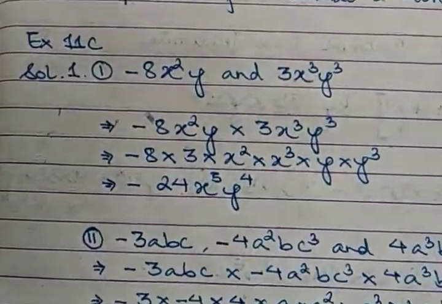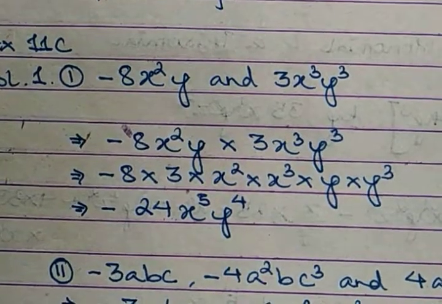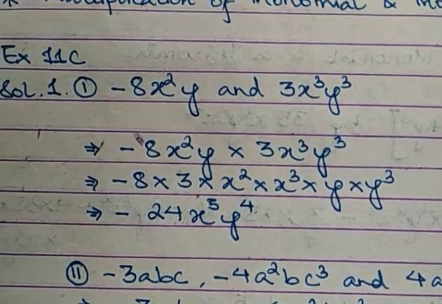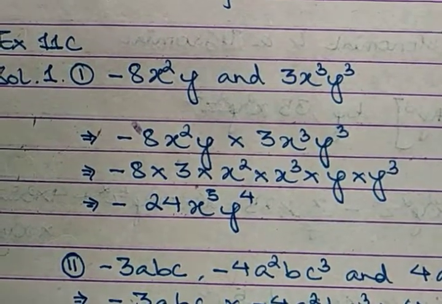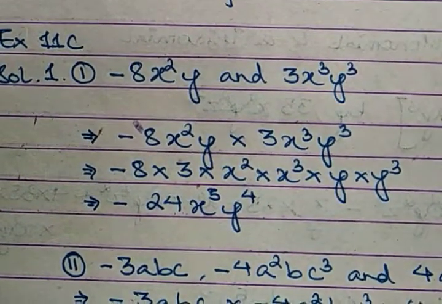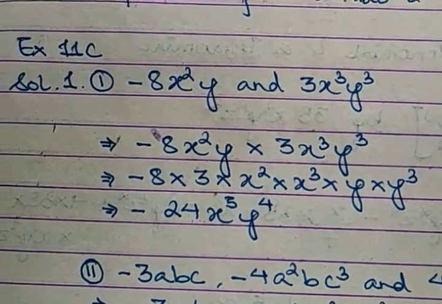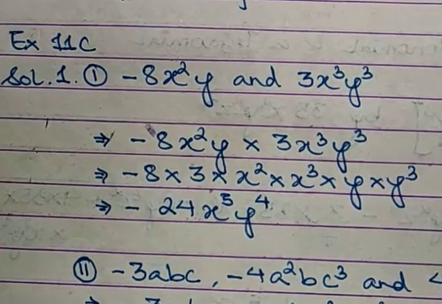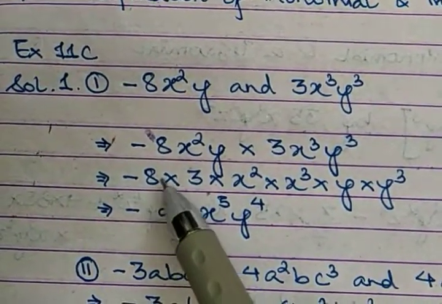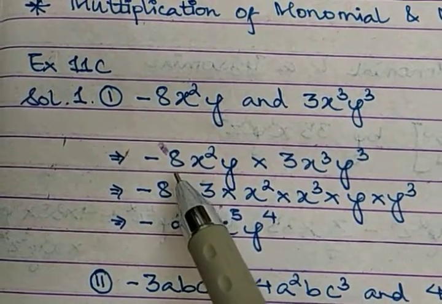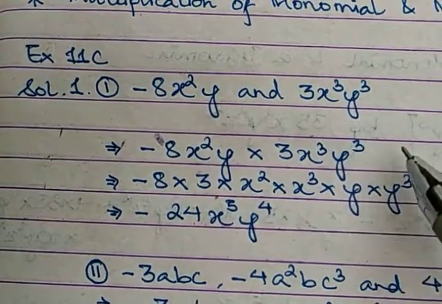So that is why on the second line I have simply written minus 8x square y into 3x cube y cube. The only difference between addition and subtraction and multiplication of terms is that, as I have already told you, in addition and subtraction only like terms will be added or subtracted, isn't it? But in case of multiplication, even unlike terms will be multiplied. So how are they multiplied? Let's see here. I have just written down the question: minus 8x square y into 3x cube y cube, isn't it?